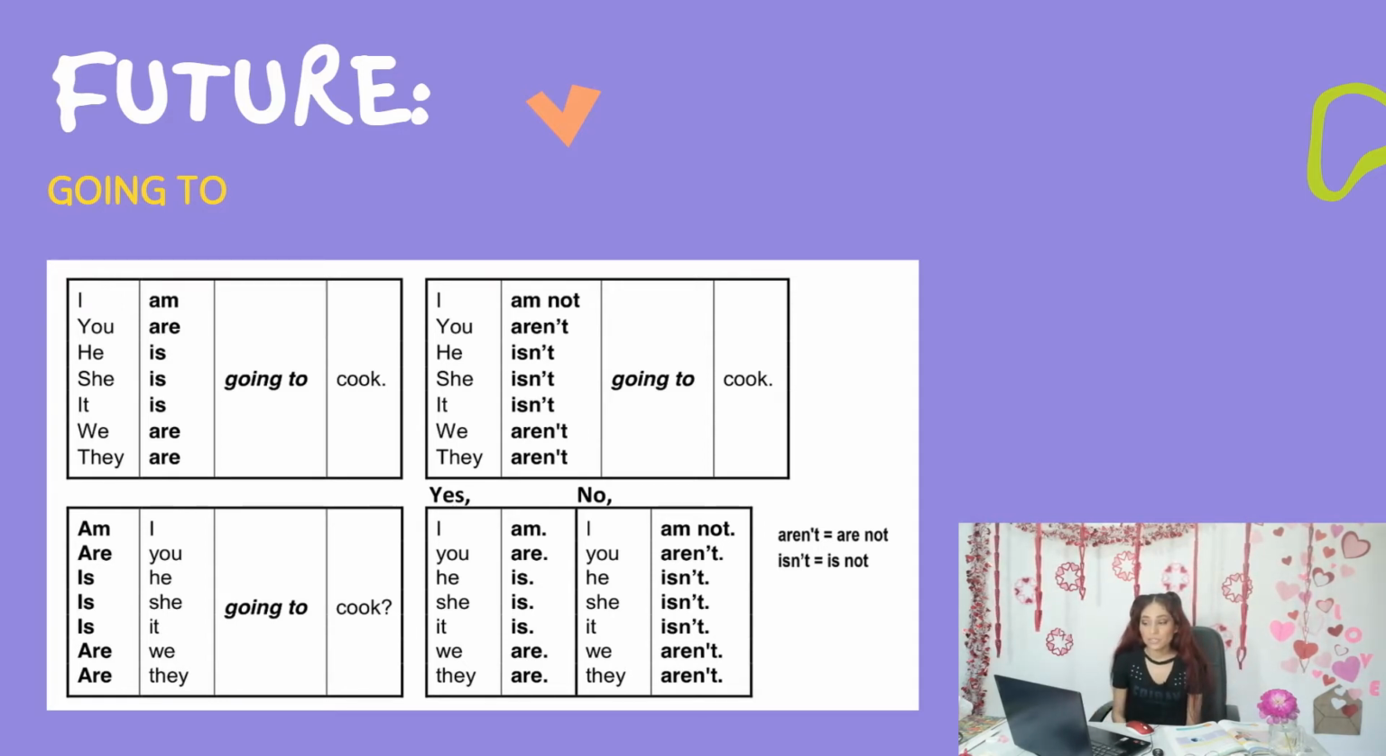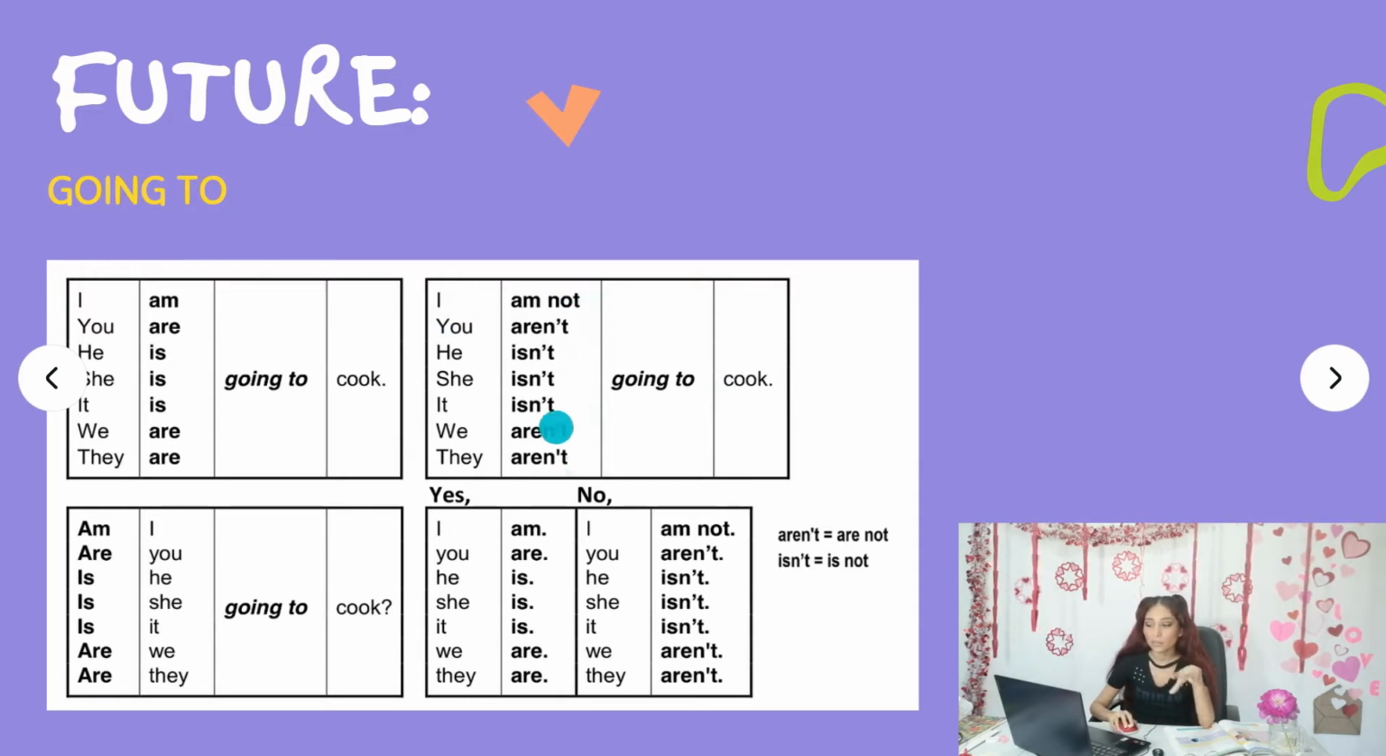I'm showing you a different chart. Remember that we are able to use are not or isn't, aren't, isn't, okay? Remember the structure. We always start with the subject I, you, he, she, it, we, they. And depending on that, you are going to use the verb to be am, is, or are. I am, you are, he is, she is, it is, we are, they are, okay? And then going to plus the verb, the verb that you want to use. So for the negative ones, you can say I'm not or I am not going to cook.